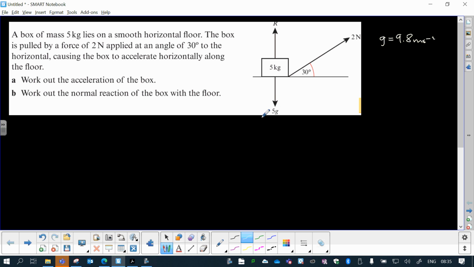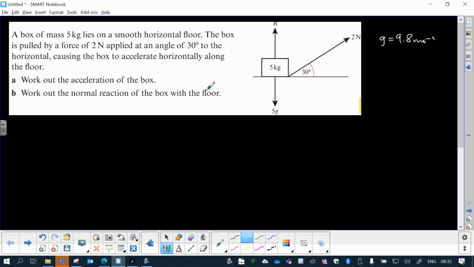So when we say 5g here, we literally mean 5 multiplied by 9.8. All right, and if we work out 5 multiplied by 9.8, which is 49, that's the force. Okay, 49 newtons, 5 times 9.8. That's the force that's acting down through the center of the object towards the center of the Earth.